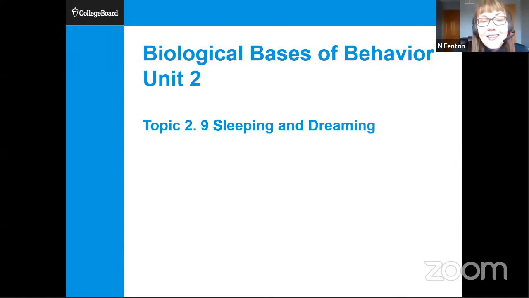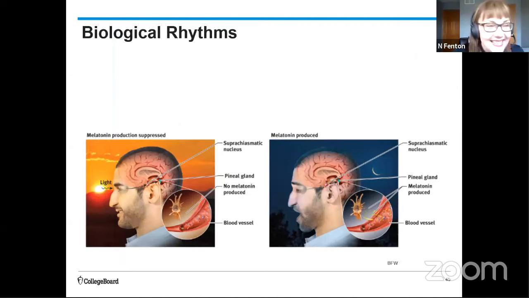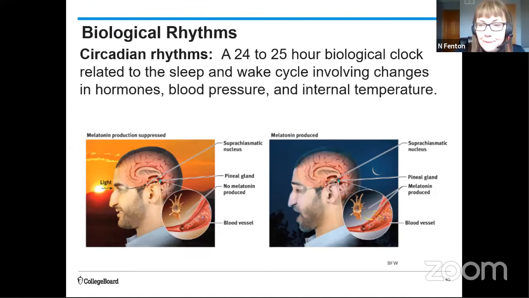Okay, sleeping and dreaming. So biological rhythms. There's circadian rhythms. There's also another type of biological rhythm, like your 90-minute sleep cycle. But your circadian rhythms are your biological clock. And the way this works physiologically is light from the outside is going to hit your retina, and it's going to send this information to the suprachiasmatic nucleus, which is my personal favorite brain part. And these are cell clusters actually in the hypothalamus.